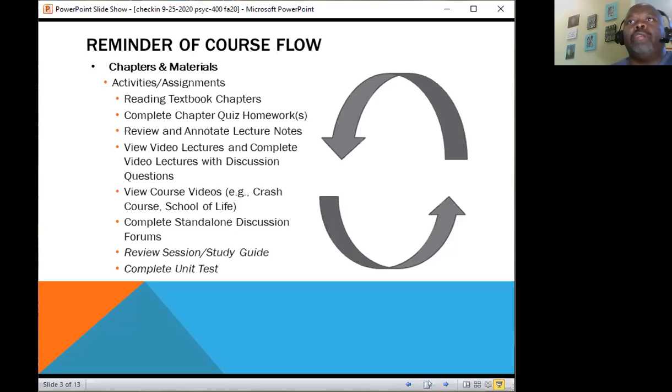And of course, there are going to be standalone discussion forums that are already outlined in your course syllabus. And I usually will provide a review session and/or a study guide just prior to the unit exam. Okay. So that is the flow, again, that we always expect to do for each unit once it starts. We've just completed the last unit, and we began this week the unit that starts off with chapter 8.